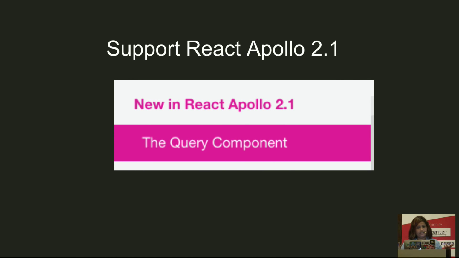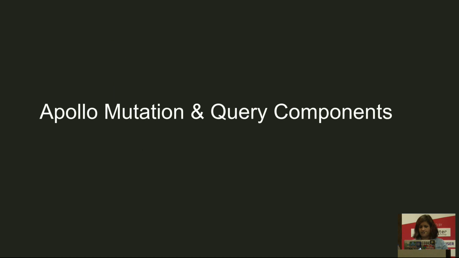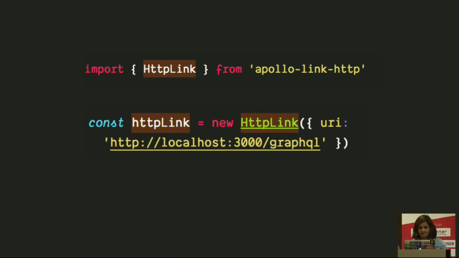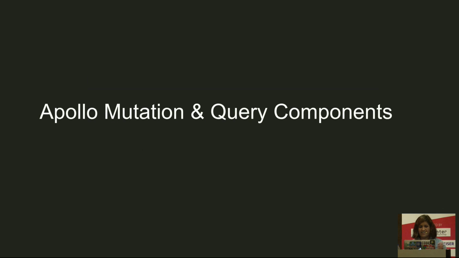We are also supporting query components. In React Apollo 2.1, you have query components, so we are supporting them in the GraphQL boilerplates. We are supporting Apollo mutation and query components. I'm going to explain in a bit what Apollo mutation and query components are. Previously we used to do things in the HOC pattern, higher order components, but now it's more like render props.